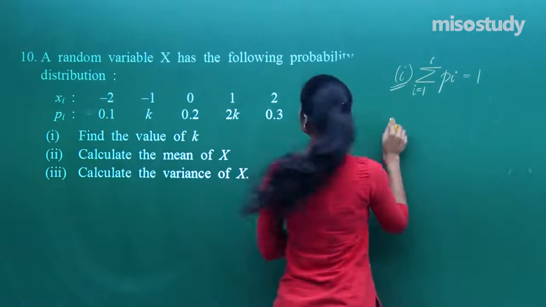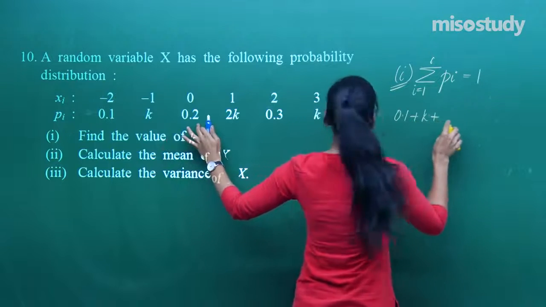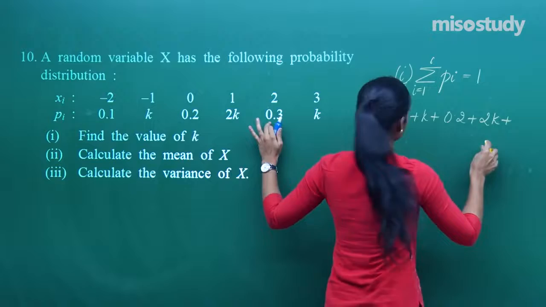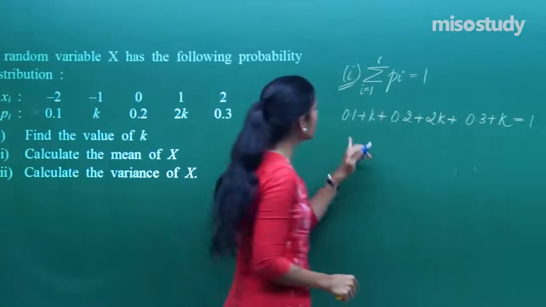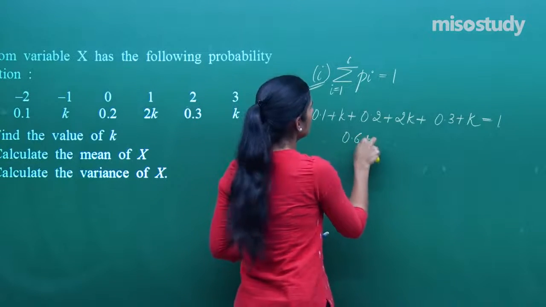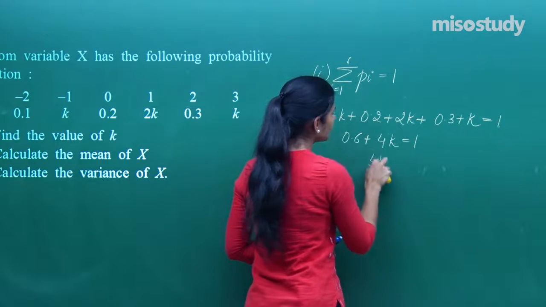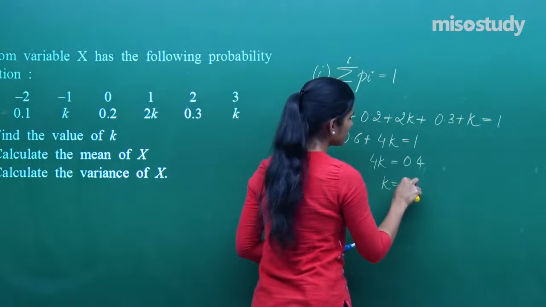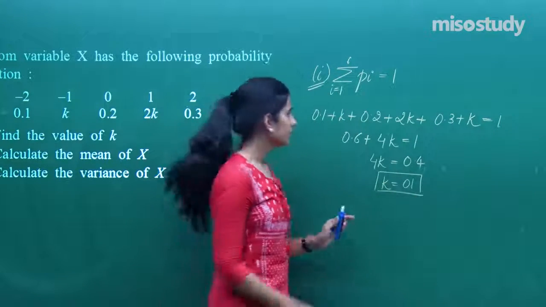That means 0.1 plus k plus 0.2 plus 2k plus 0.3 plus k is 1. That gives you what? 0.3 plus 0.3 is 0.6, plus k plus 2k plus k is 4k, which is 1. This gives you 4k is 0.4. So k is 0.1. This is the value of k.